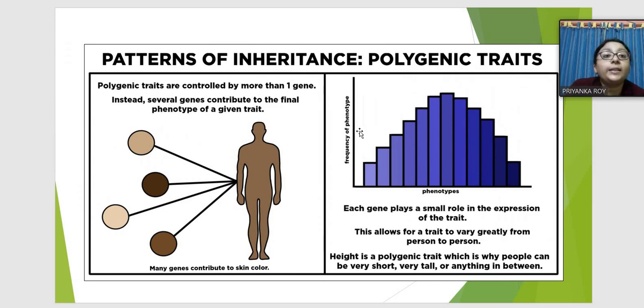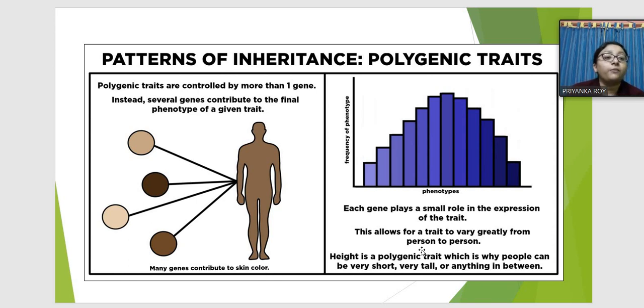Now, coming to the next one, the polygenic traits. That means these traits are controlled by more than one gene. Not only one gene, but skin color is contributed by many genes. Therefore, with height, people can be short or tall or anything in between. Some people can be very tall, some people can be very short, or it can be any height in between. Or skin color also. Some people will have a very dark tone, some people will have a very white tone, and there will be people who are in between. So these traits are controlled by multiple genes.